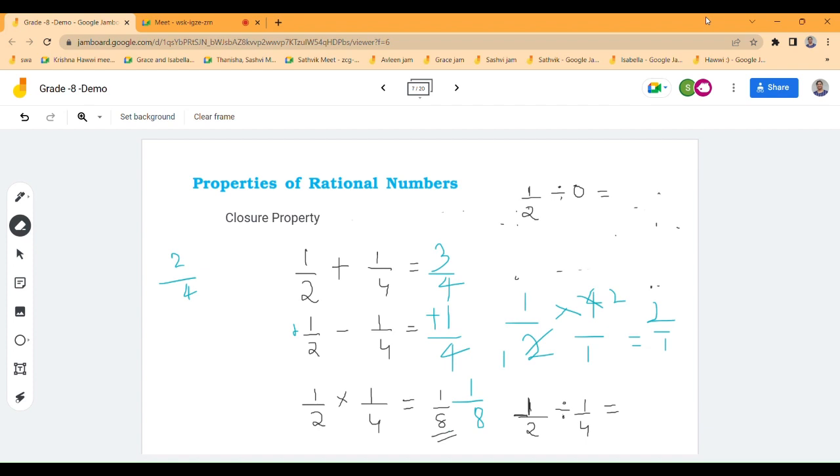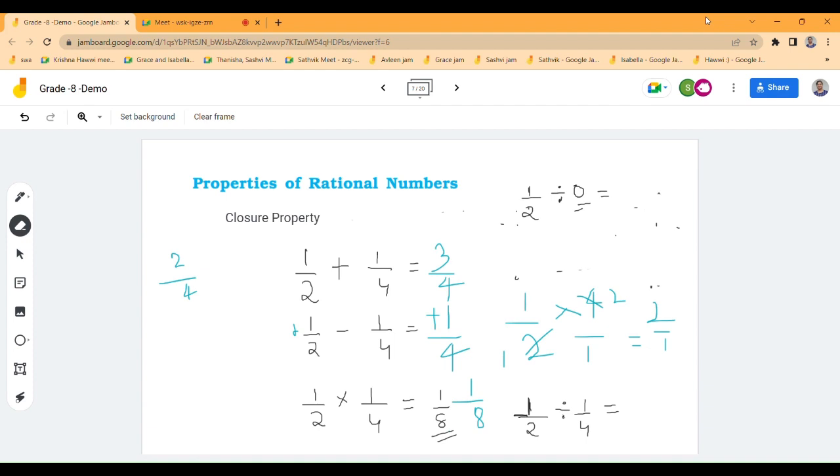So, can we say that rational numbers are closed under division? No, rational numbers are not closed under division. The exception case is only this one, division by 0. Except for that, we can say it is closed, but 0 is included as a rational number, right? Yes, ma'am. You can go to the next screen. We have already seen these examples, right? Rational numbers are closed under addition, subtraction and multiplication also, but not under division.